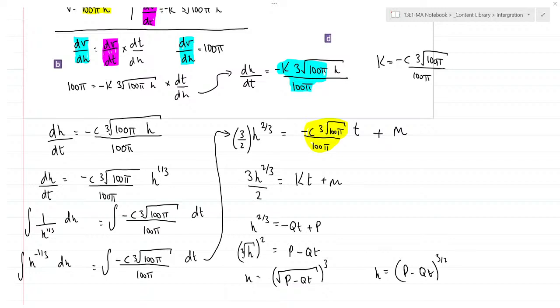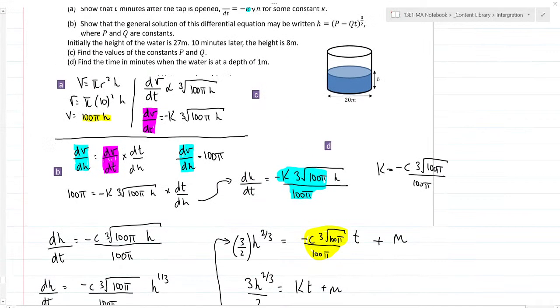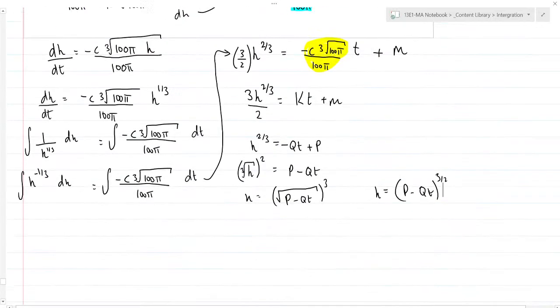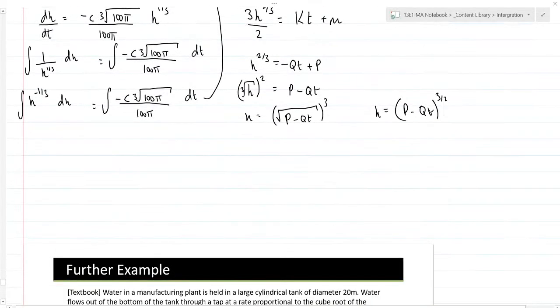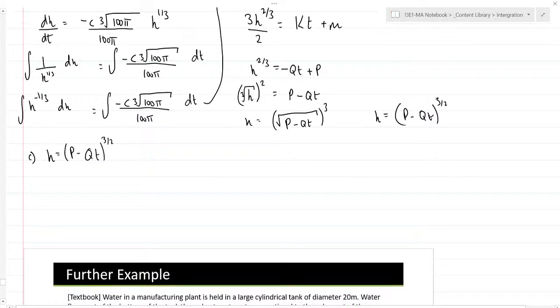Part C, I think, gets a little bit better and nicer because actually we start to sub in our values and we start to work things out then, and then all of those horrible constants become a number. Okay, so let's have a look at this then. So part C, we know that h is equal to p minus qt to the power of 3 over 2.